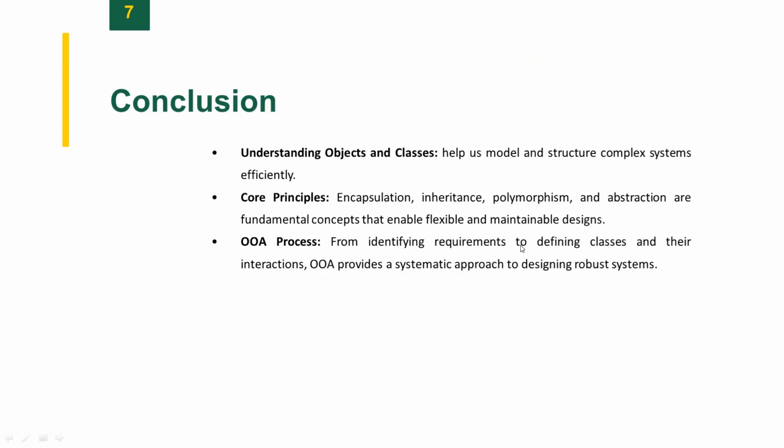Conclusion. Understanding objects and classes helps us model and structure complex systems efficiently. The core principles of encapsulation, inheritance, polymorphism, and abstraction are basic fundamental concepts that enable flexible and maintainable designs. The object-oriented process is mainly used for identifying requirements through defining classes and their interactions in object-oriented analysis. It provides a systematic approach to designing robust systems.